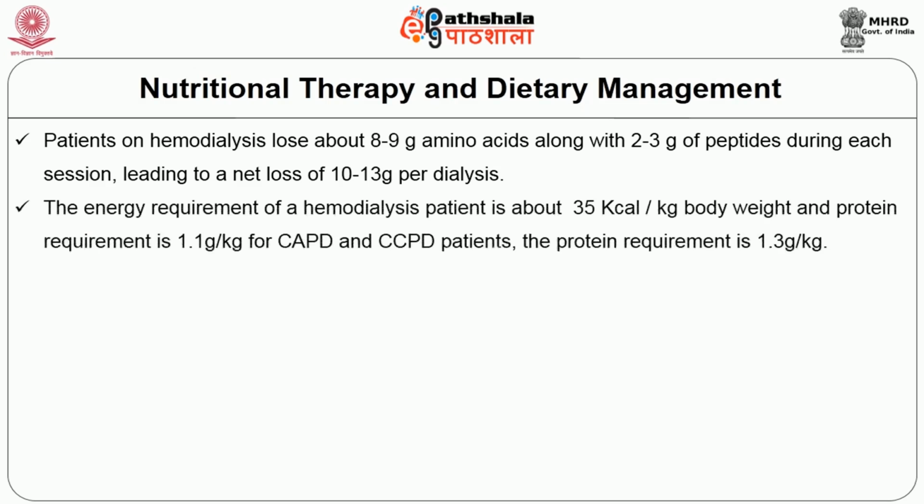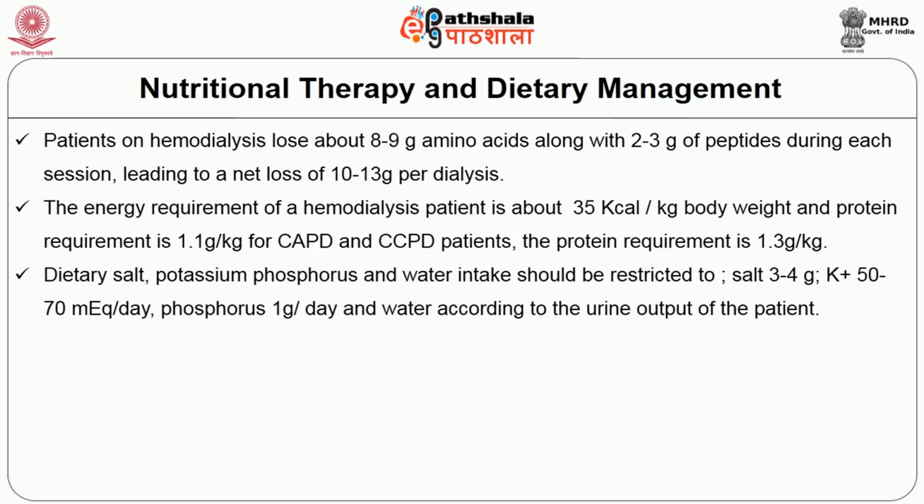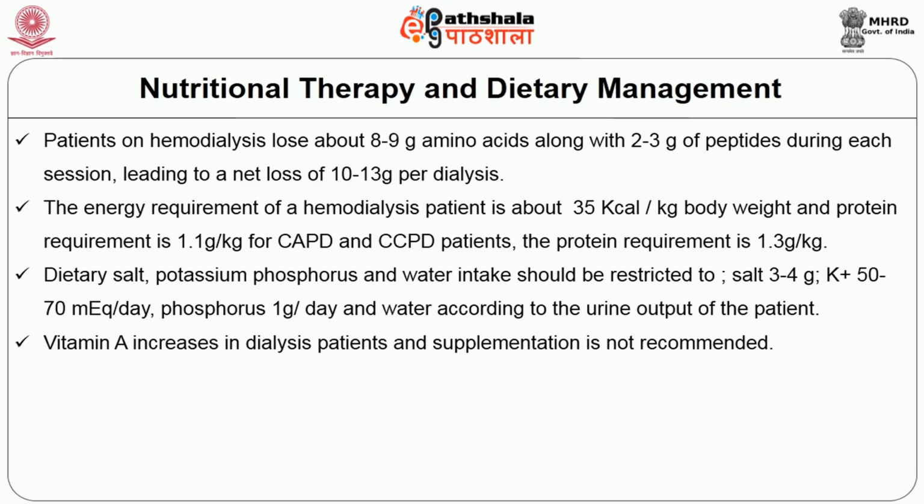The energy requirement of a hemodialysis patient is about 35 kilocalories per kg body weight, and protein requirement is 1.1 gram per kg. For continuous ambulatory peritoneal dialysis and CCPD, the protein requirement is 1.3 gram per kg body weight. Dietary salt, potassium, phosphorus and water intake should be restricted: salt 3 to 4 gram, potassium 50 to 70 milliequivalent per day, phosphorus 1 gram per day, and water according to the urine output of the patient. Vitamin A increases in dialysis patients and supplementation is not recommended.